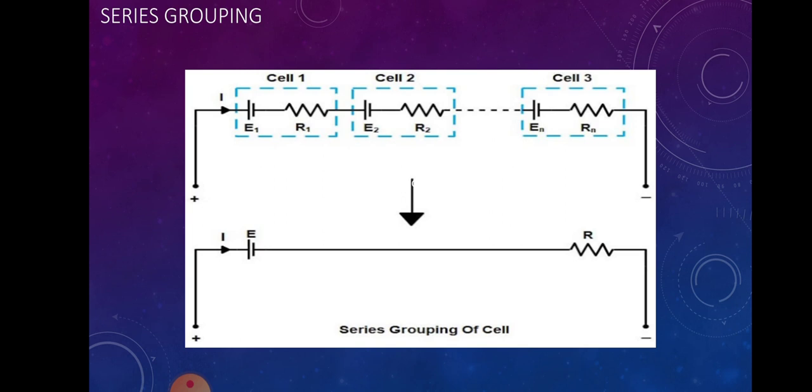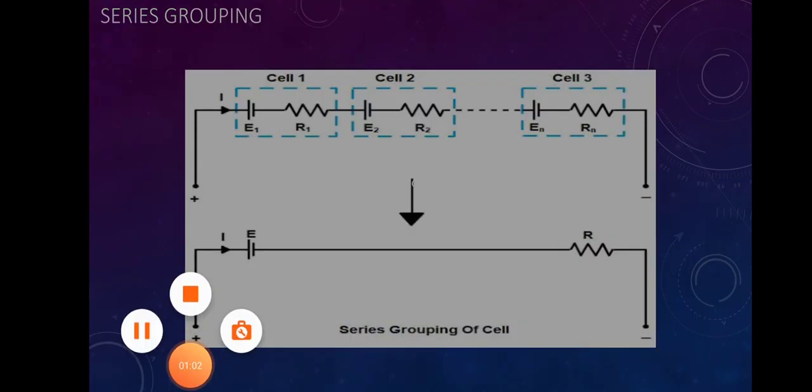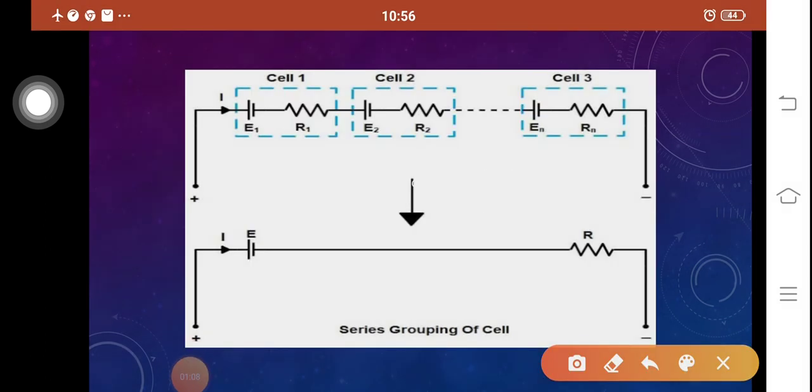In series grouping, the negative terminal of one cell is connected with the positive terminal of another cell. Here we have three cells E1, E2, E3 having internal resistances R1, R2, R3, and in series combination the current remains the same throughout the circuit as well as through each cell. And this is the symbol for the cell, which includes the cell and its internal resistance.